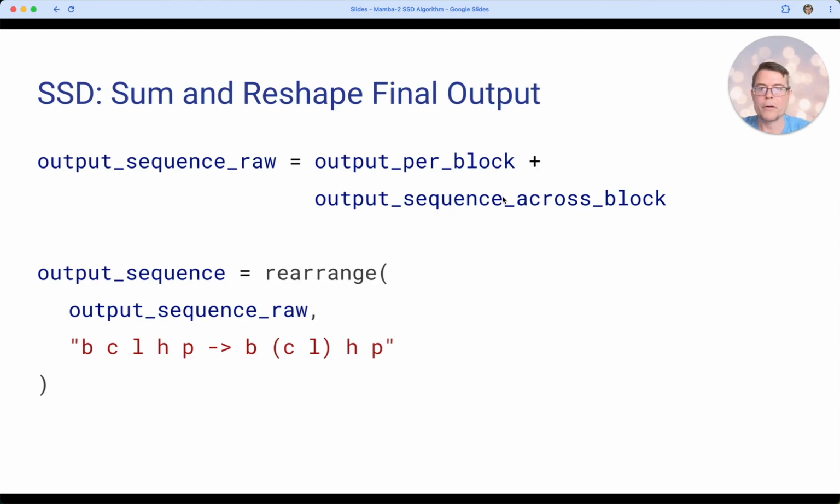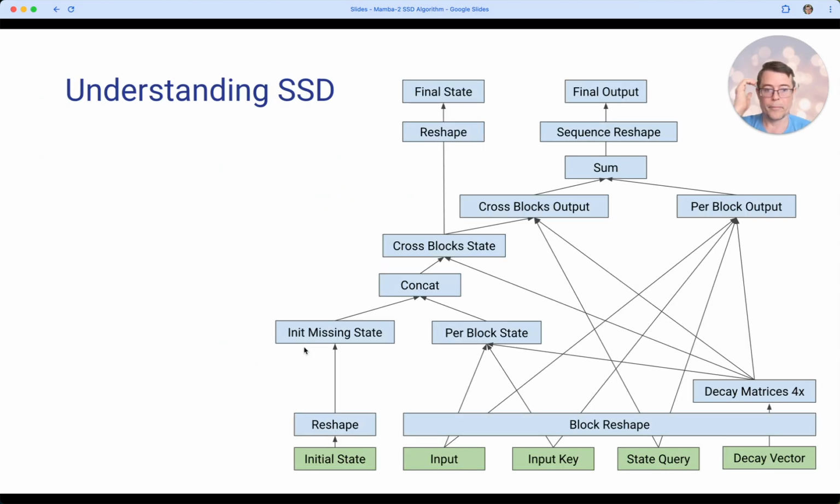You can add those together, and then you basically reshape. We had it split up between blocks and indexes within the block, and now we can group those back together into one long sequence. And you've got the full output. So yeah, you've got some reshapes, some decays, per block output. You calculate some state and cross-block state. You get your cross-block output. You sum them together. You reshape everything, and you return the final state and the final output.